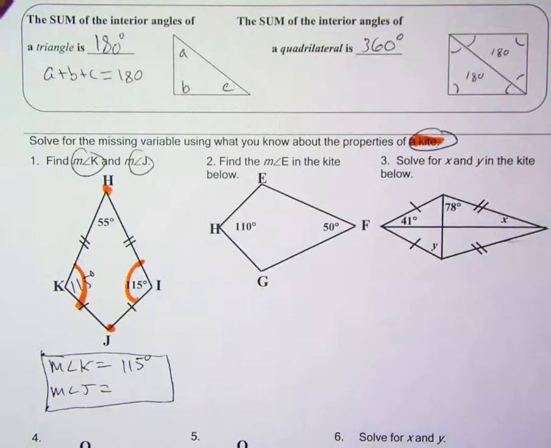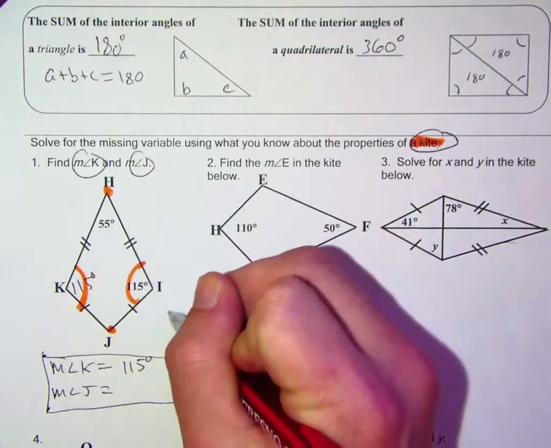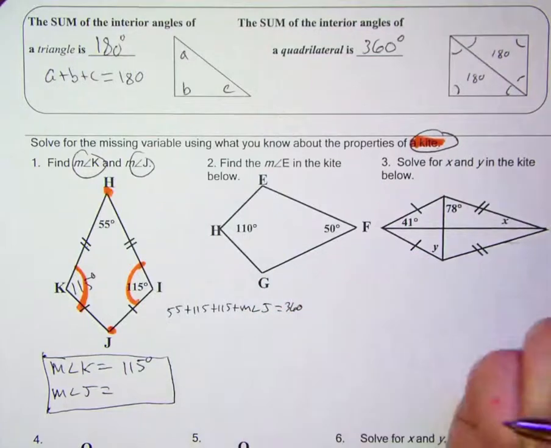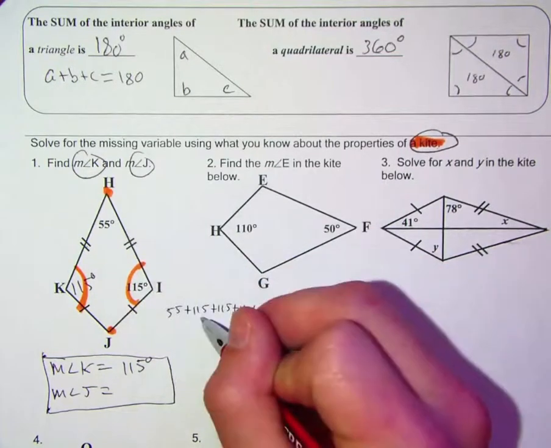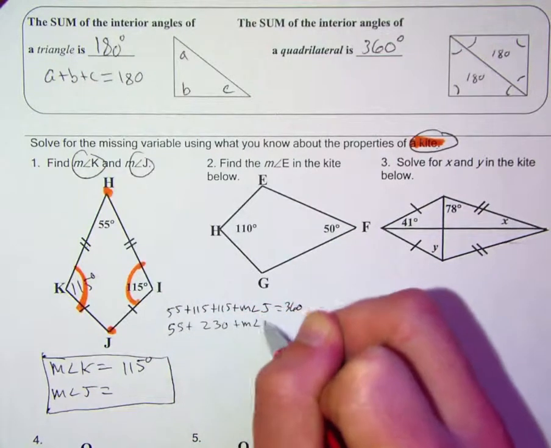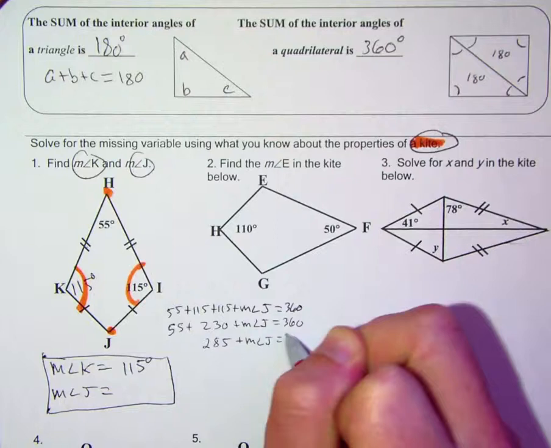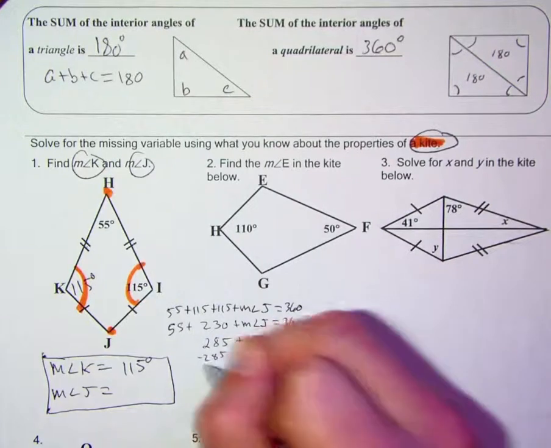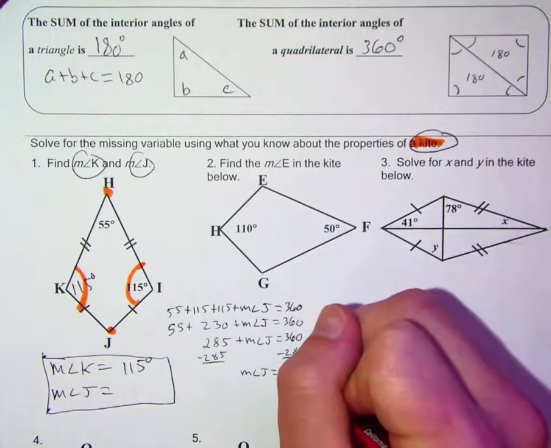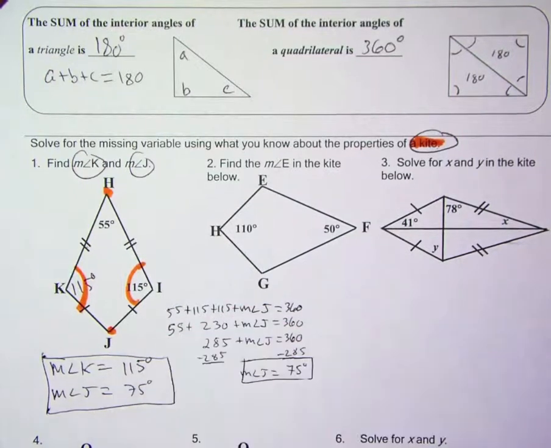And the way you go about doing that one is you realize it's a quadrilateral, so all four angles must sum up to what? 360. And so you'd get 55 plus 115 plus 115 plus the measure of angle J is equal to 360. And if you go ahead and add them all up, that's 230, that's going to be 285. And then if I take 285 from both sides, the measure of angle J is going to be 75 degrees. And there you have it, 75 degrees.